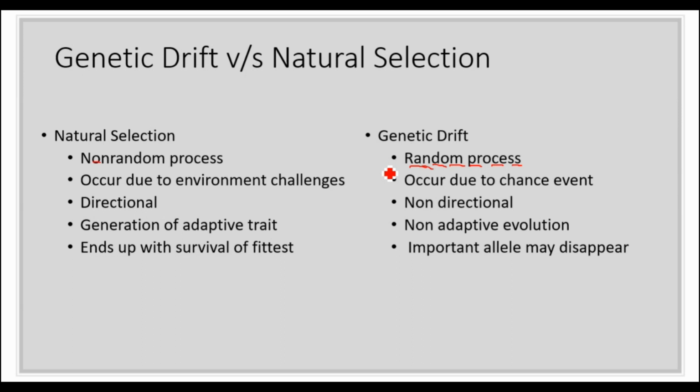So any allele can survive during genetic drift, but during natural selection, only those alleles which can resist environmental challenges, which are beneficial, will survive. Only the adaptive traits will survive. And in genetic drift, non-adaptive traits can also survive. Natural selection ends up with the survival of the fittest, while during genetic drift, important alleles may disappear.